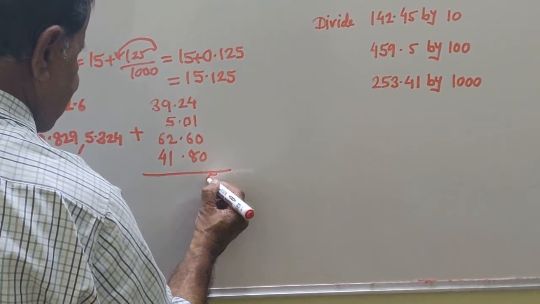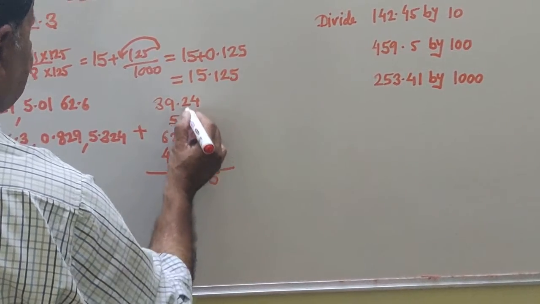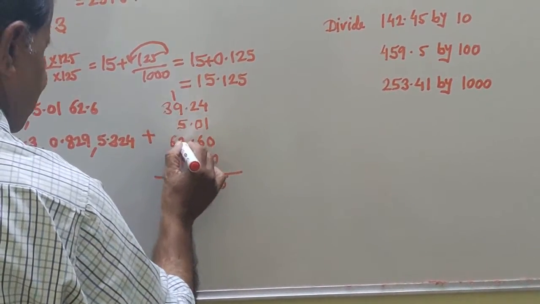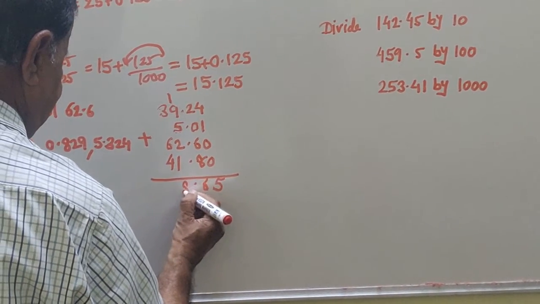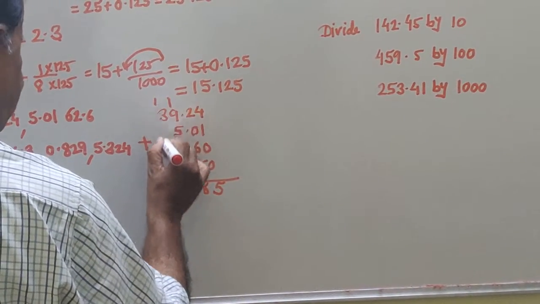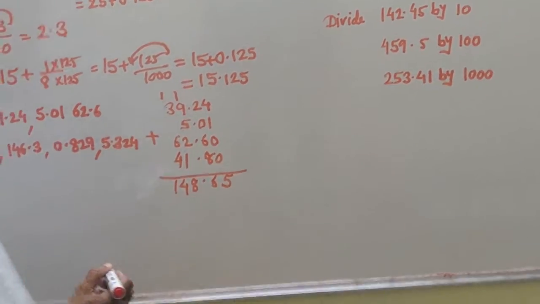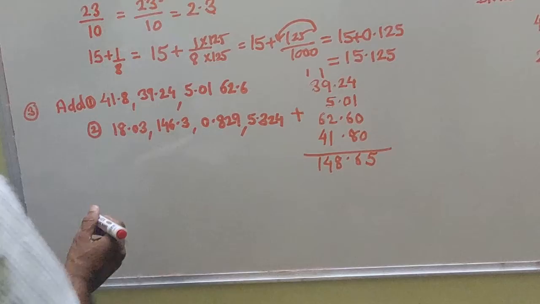4 plus 1 is 5. 8 plus 6 is 14, 16. Okay, carry 1, 10, 15, 15 plus 3 is 18. Carry 1, 4, 6, 10, 14. This is your answer. Okay. Now, in the third problem, what is given here?